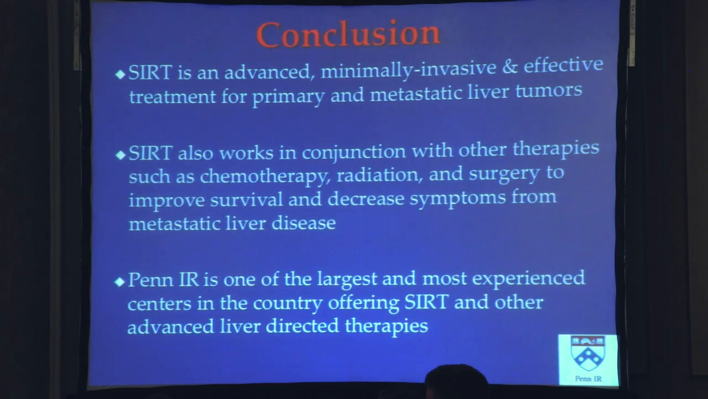And then finally, Penn Interventional Radiology is sort of the birthplace of interventional oncology. There are really just a couple institutions that have the experience that we have with treating liver tumors with this particular method. Our institution, Johns Hopkins, and Northwestern are pretty much the three main institutions in the country that have the most experience with treating liver tumors.